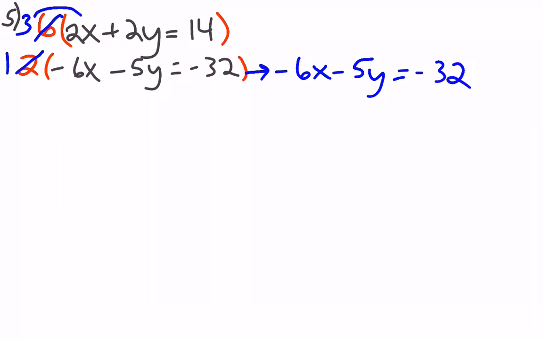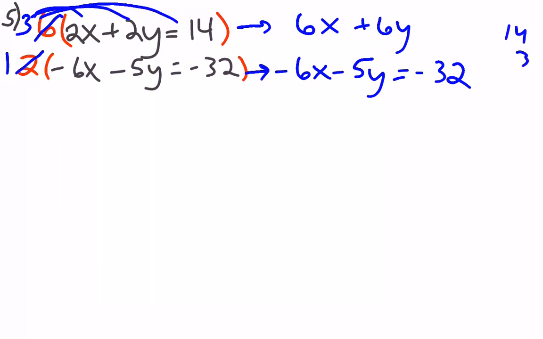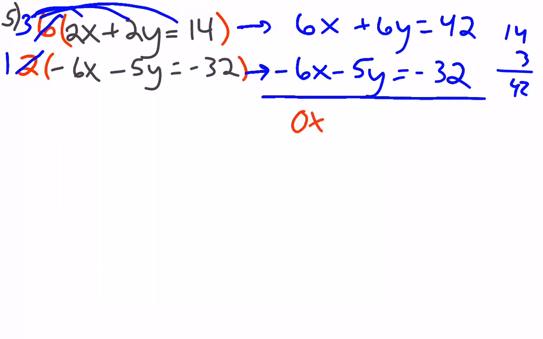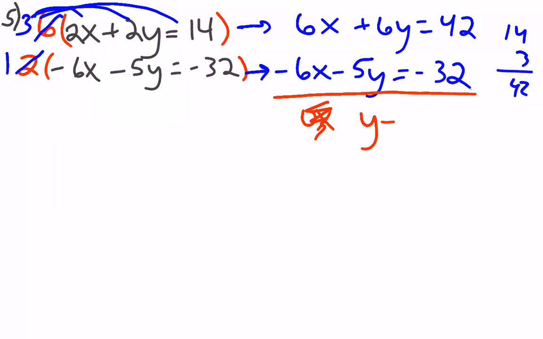And then next we're going to do 3 times 2x would give me 6x. 3 times 2y gives me 6y, and 3 times 14 is going to be 42. Now right now, if I added them, what would be 6x minus 6x? Yay, that gives me 0x. So that means I don't need to change any signs because I'm getting the 0x. So I'm going to go ahead and combine. So 0x, which I don't need. 6y minus 5y is just a plain old y. 42 minus 32 is 10.